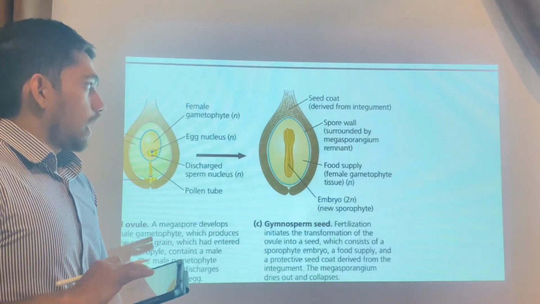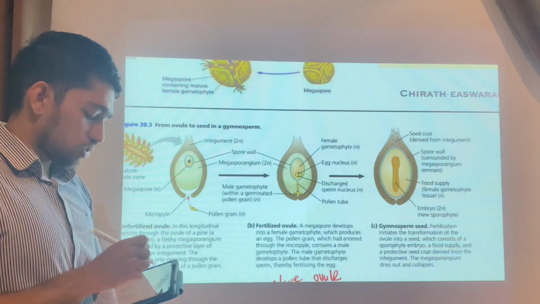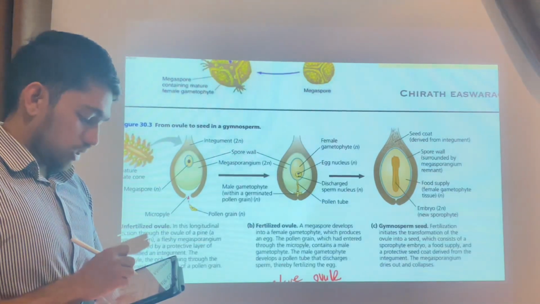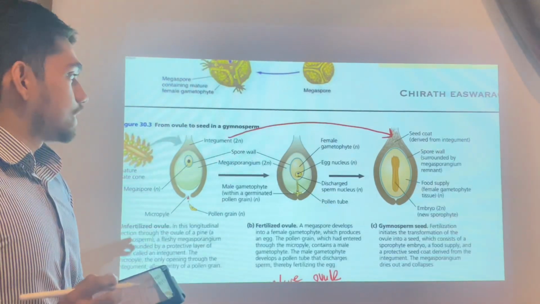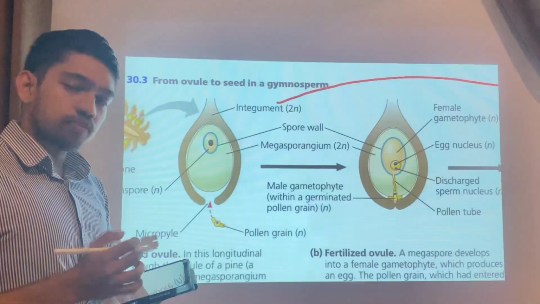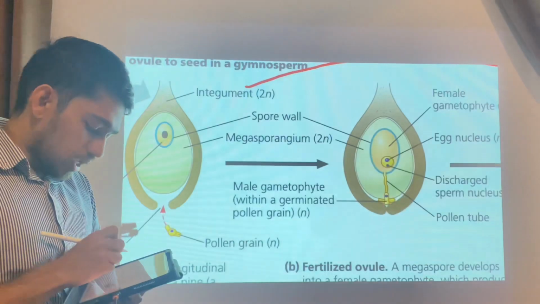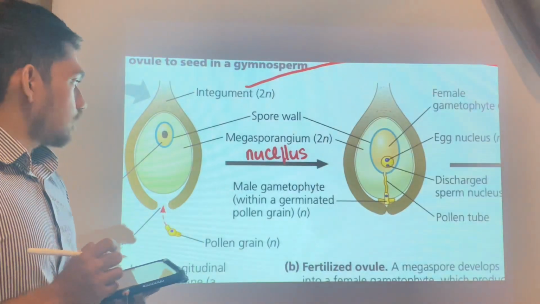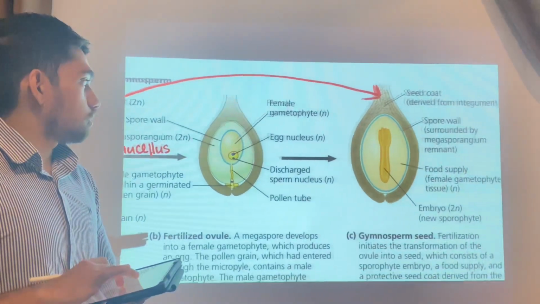Now I'm going to tell you the fate of the different structures in the ovule and what they become in the seed. As mentioned here, the integument of the ovule will become the seed coat of your seed. And the megasporangium, after it gives rise to a megaspore mother cell, and the megaspore mother cell produces a megaspore, the remaining megasporangial tissue will become the nucellus. The nucellus will provide nourishment to the female gametophyte.